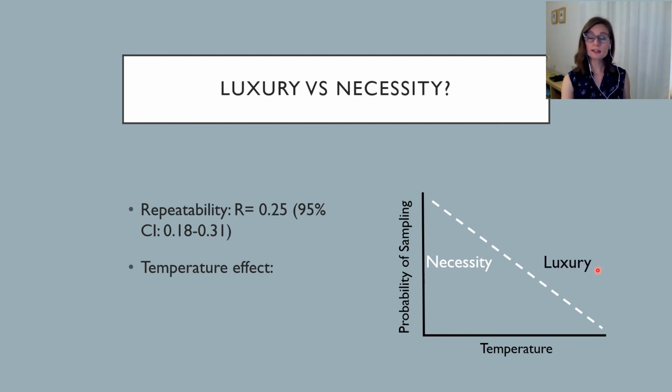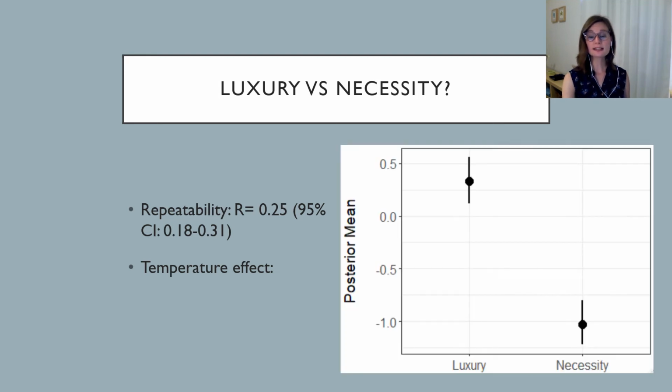Conversely, when there is alternative food available and sampling is taking place as a luxury, we expect the opposite relationship, where the probability of sampling behavior increases as thermal stress decreases with increasing temperature. And that's exactly what we found in our study, that sampling as a luxury was positively correlated with temperature, while sampling out of necessity with no alternative food sources was negatively correlated with temperature.